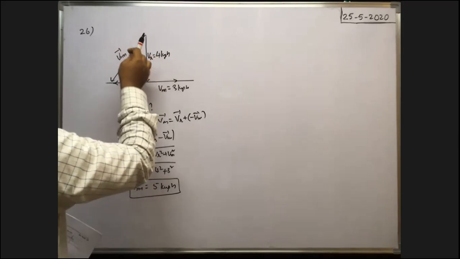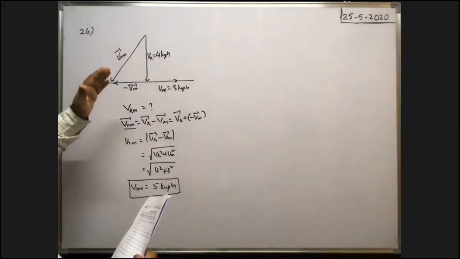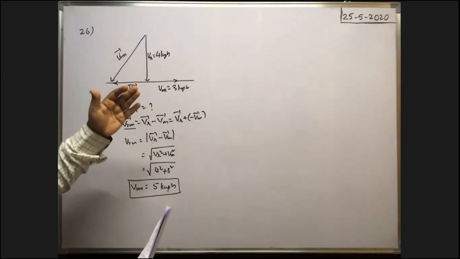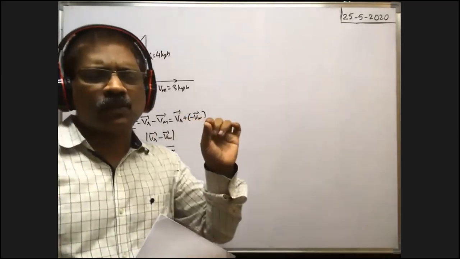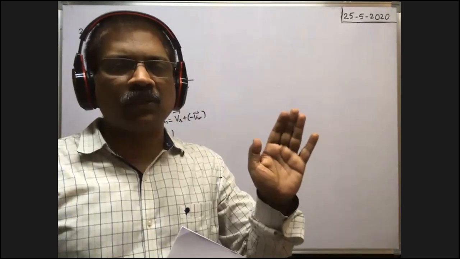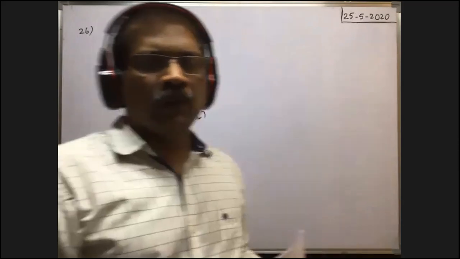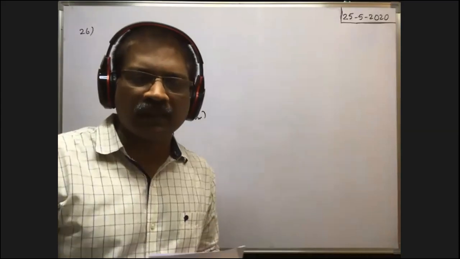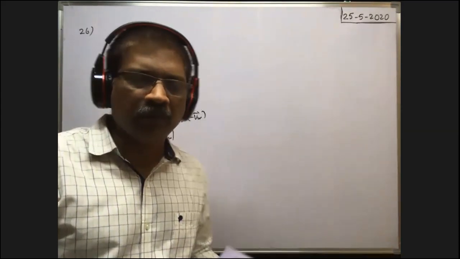So in this case, in which direction is the umbrella to be held? They may ask like that. The umbrella must always be held along the direction of the relative velocity of rain with respect to man. So we have to hold the umbrella always along the relative velocity of rain with respect to man.